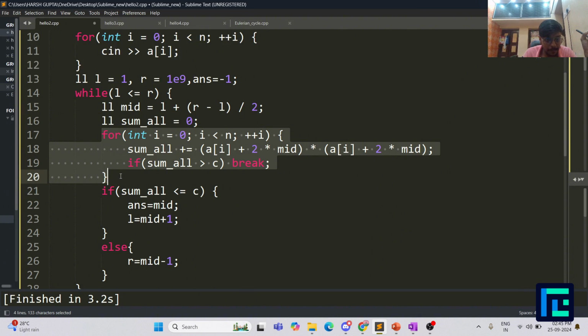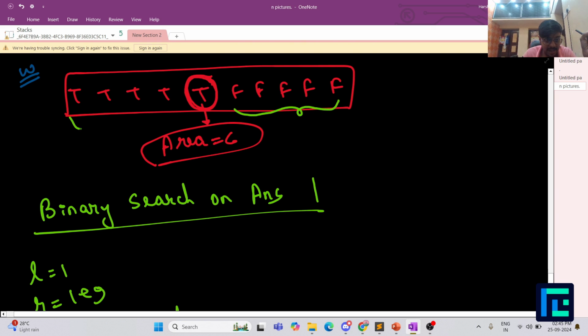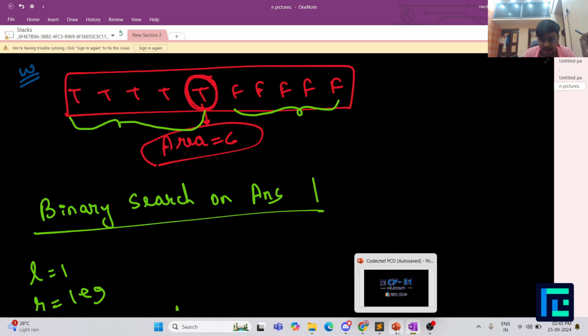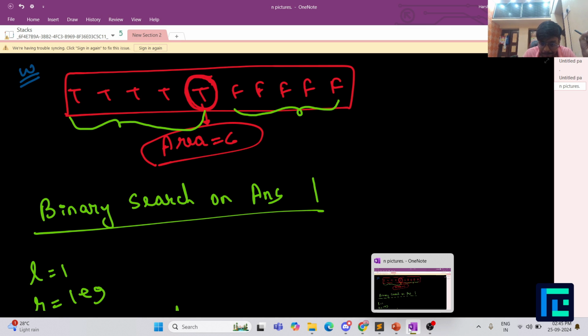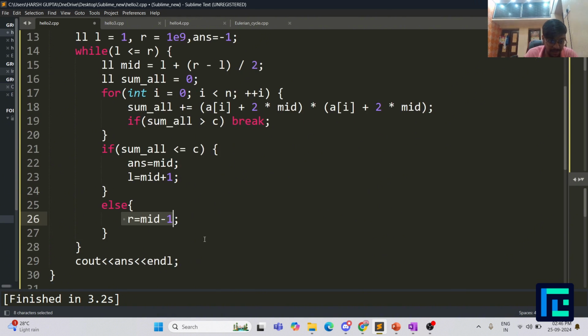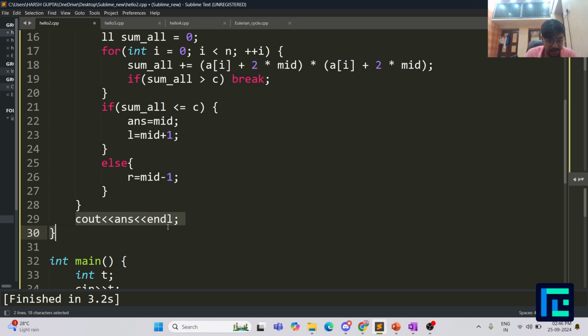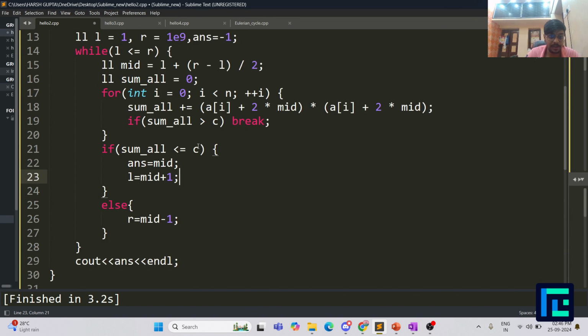Now after coming out of this for loop, if my sum of areas of cardboard is less than or equal to C, then I know that I am standing somewhere over here, right? So I know that okay, this can be my answer. So I initialize my answer to mid and shift my lower value of the search space to mid plus 1. Else I am shifting my higher value to mid minus 1. Once I am done with this while loop, I know that my answer variable actually stores the W for which I get the area exactly equal to C. So I am simply printing my answer. That is how this code actually works.